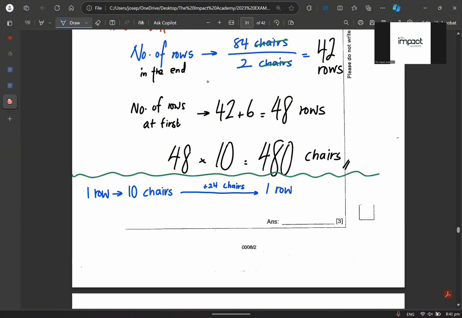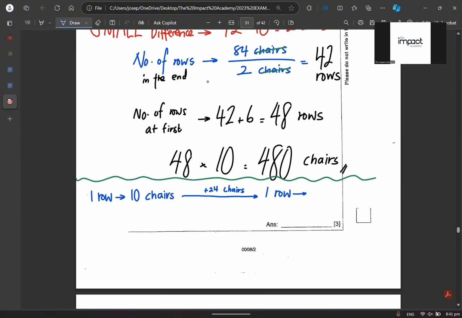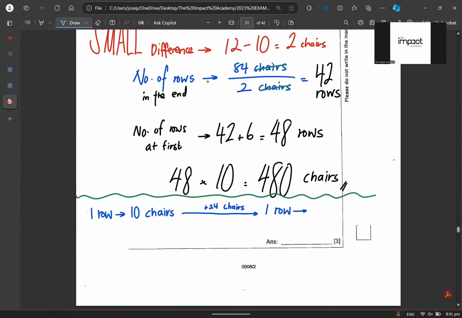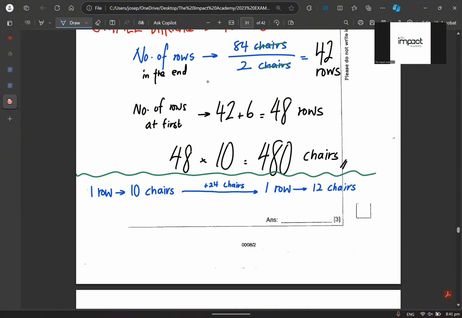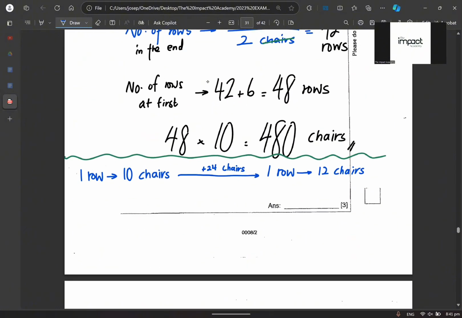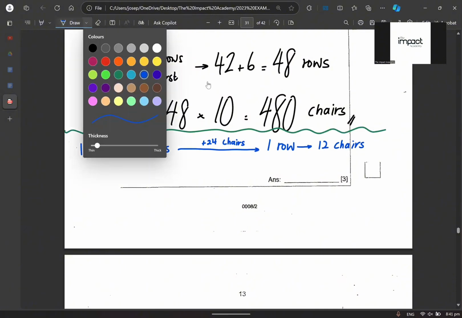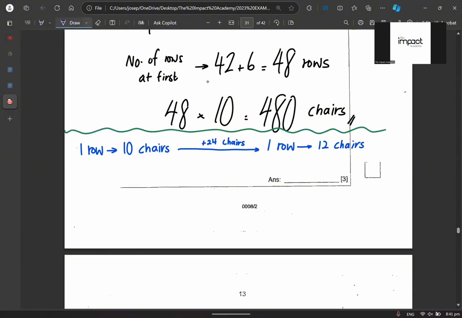One row, how many chairs right now? Can somebody tell me one row, how many chairs currently? 12 chairs. Very good. Now, Teacher Joseph is going to show you something, okay? Whenever you don't know something, what do you call it? You call it a unit. Very good. So you see, do I know how many rows I have? If I have 10 rows, you will tell me easily: 10 rows is equal to 10 times 10, which is 100 chairs, right?